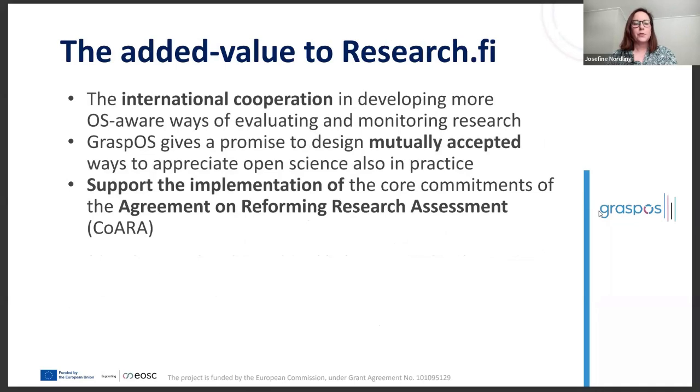So on to the added value to research.fi. All things related to advancing research support and policies in any way is best done on the international arena. I think we can all agree on that, together with like-minded colleagues, like-minded organizations. This is especially important for smaller countries such as Finland. The GraspOS project also emphasizes convergence when it comes to defining best practices within open science. More concretely, by developing tools and services to merit researchers and organizations on their open science activities.